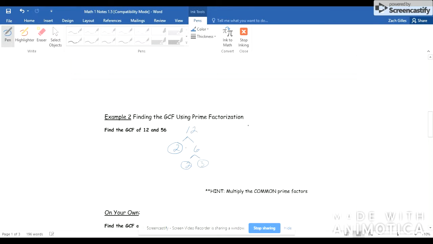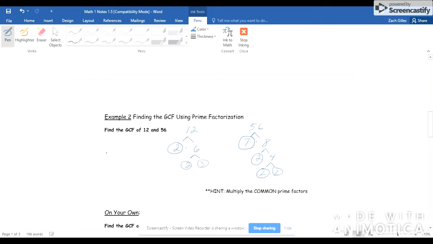Let's do 56 as well. You can start with, let's do 7 times 8, because 7 is a prime number. 8 I can break down into 2 times 4. 2 is prime, and I can break down 4 into 2 times 2.